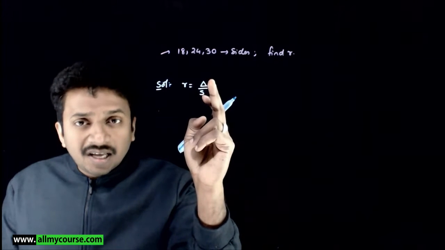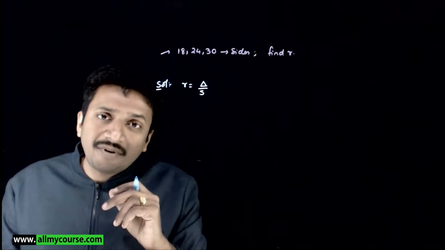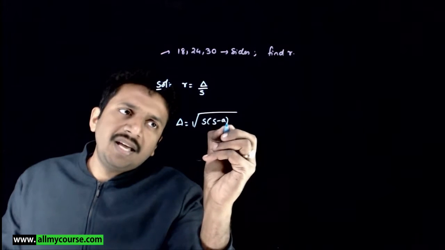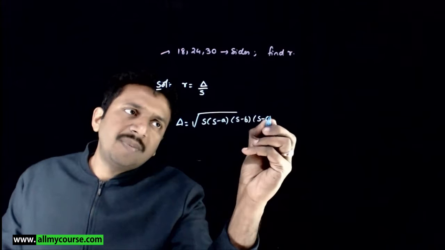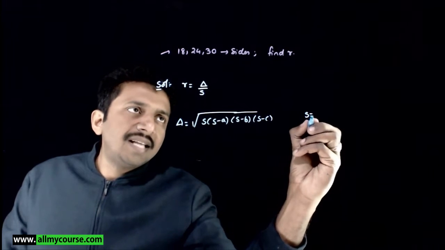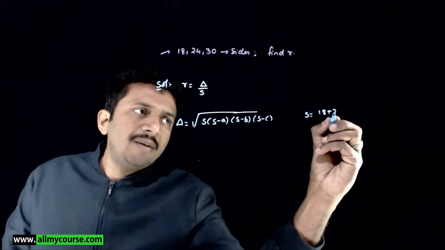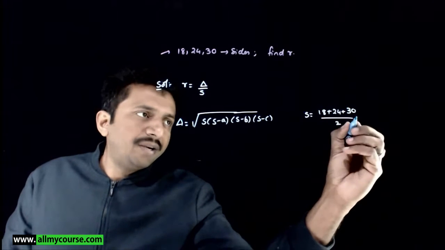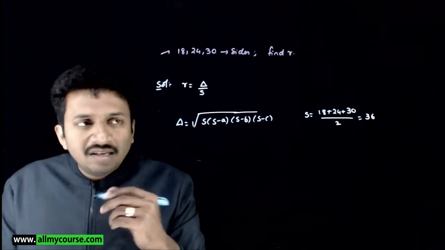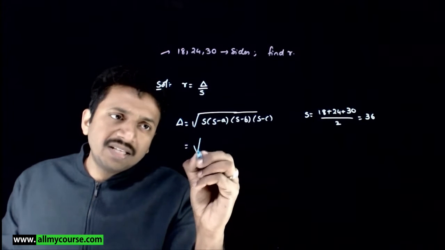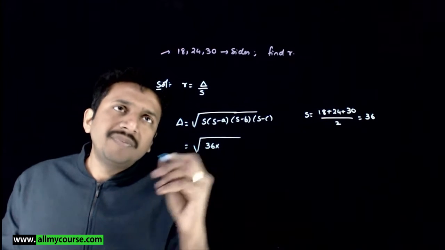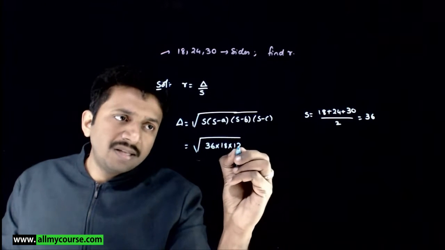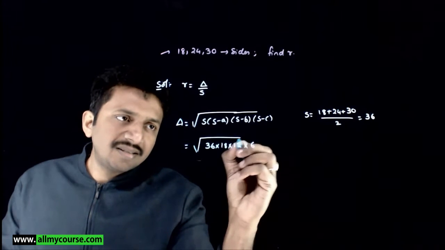And delta in turn can be found using Heron's formula if you have all three sides. So delta is equal to root of S times (S minus A) into (S minus B) into (S minus C). And S is nothing but the semi-perimeter, that is (18 plus 24 plus 30) by 2. So that is 72 by 2, which is 36. So S is 36. So delta is root of 36 into (36 minus 18) is 18, into (36 minus 24) is 12, into (36 minus 30) is 6.